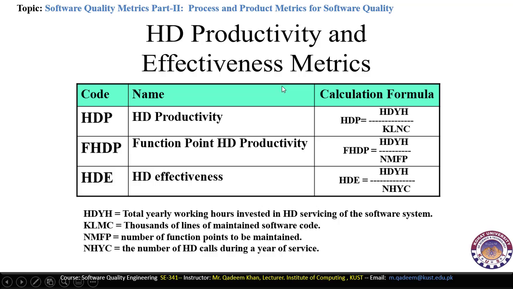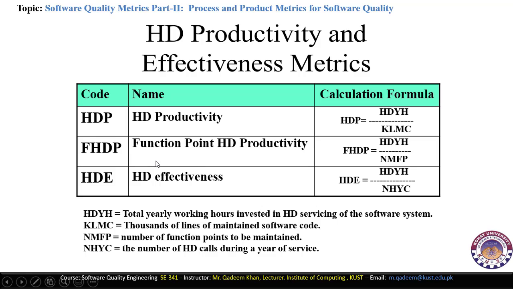Now, we also have the help desk productivity and effectiveness metric. The help desk productivity metric is equal to HDYH divided by KLMC, where HDYH is the total yearly working hours invested in help desk servicing of the software system, divided by 1,000 lines of maintained code. That means all the code which is in fact used here. This is KLMC, the 1,000 lines of maintained software code.